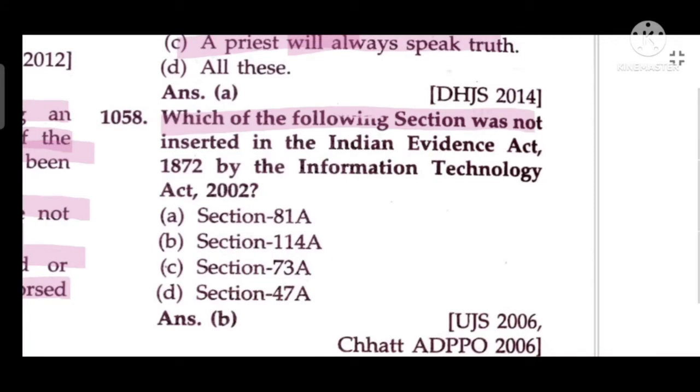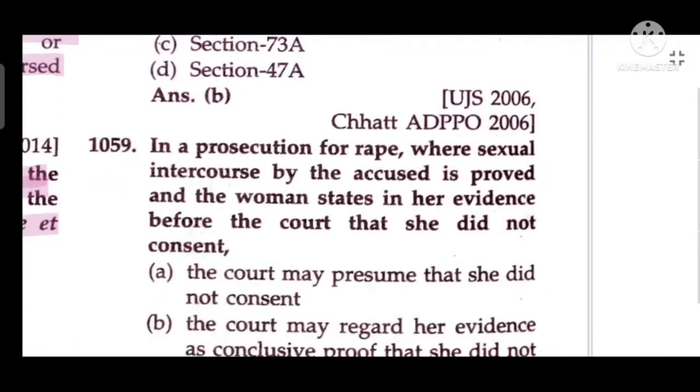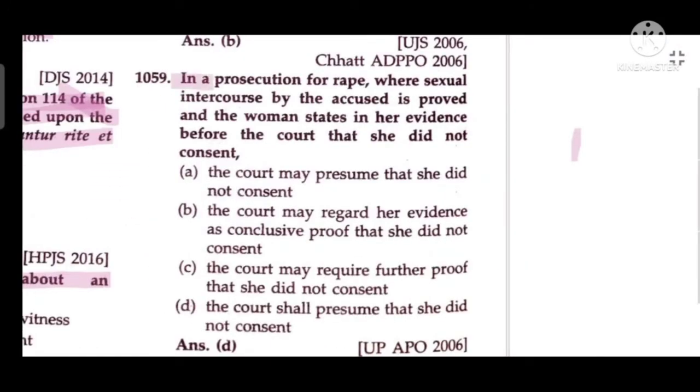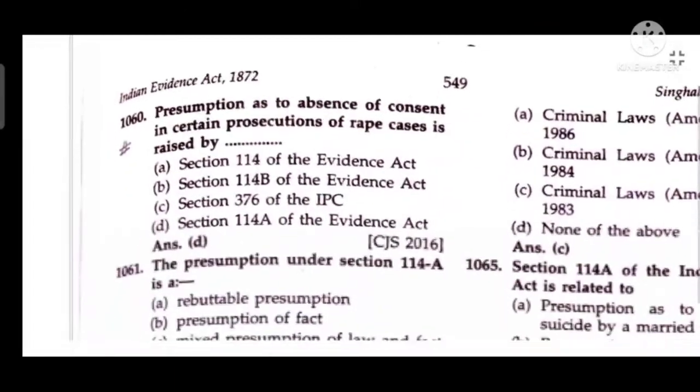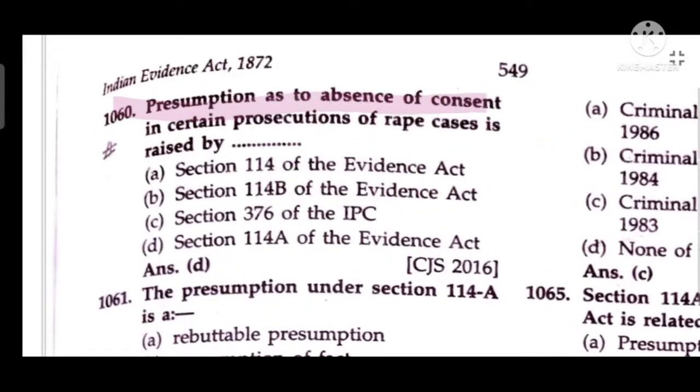Which one of the following sections was not inserted in the Indian Evidence Act 1872, Information Technology Act 2002, Section 114A? In the prosecution for rape, where sexual intercourse by the accused is proved and the woman stated in her evidence before the court that she did not consent, the court shall presume that she did not consent. Presumption as to the absence of consent in certain prosecutions for rape is raised by Section 114A of the Indian Evidence Act.